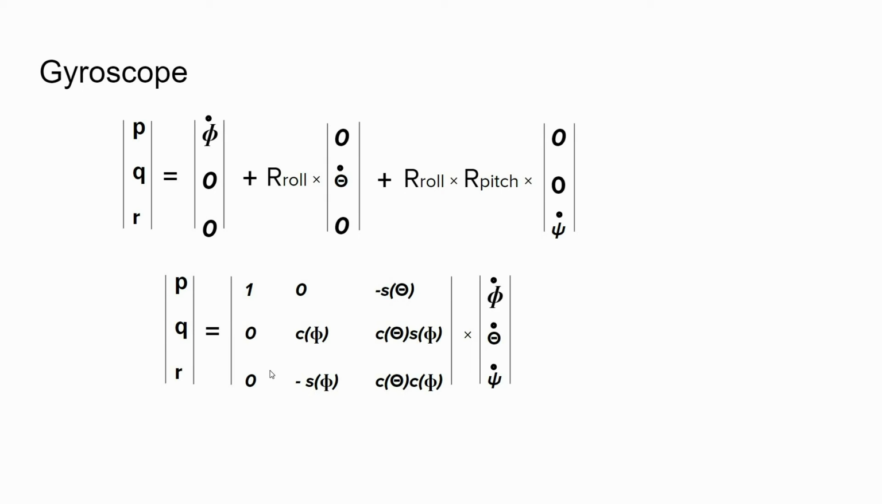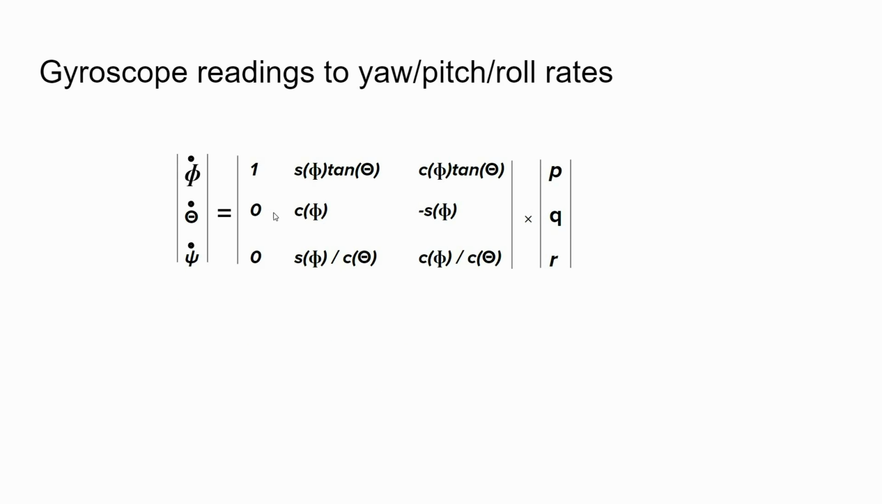However, we want to estimate the derivative of roll, pitch, and yaw angles using the gyroscope readings. It means that we have to compute the inverse of this matrix. And if we do this computation, we end up with this equation. So we have the gyroscope readings as an input, then we have this matrix, and finally we get the derivative of roll, pitch, and yaw angles.